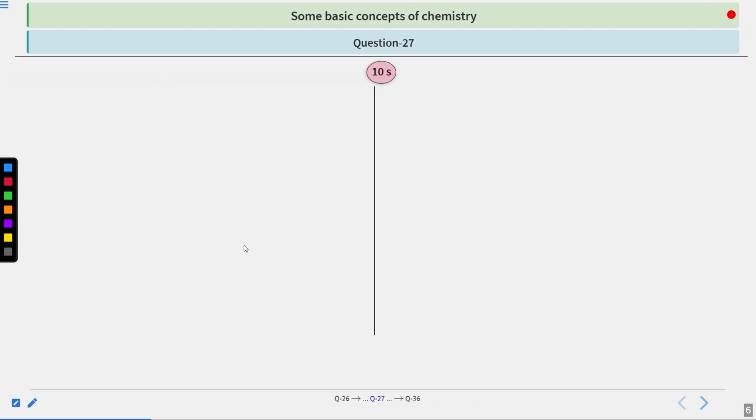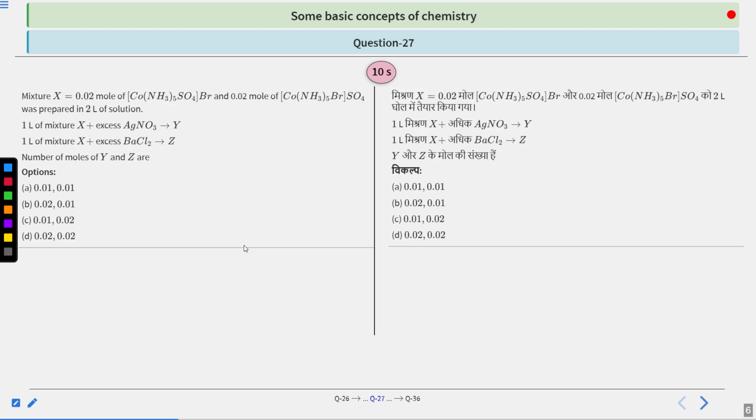Next question. Question number 27 says that we have a mixture, and in that mixture we have two types of complexes. The first complex has Co(NH3)5SO4. This is the part present inside the coordination sphere, and we have Br outside as the counter ion, you can see here.